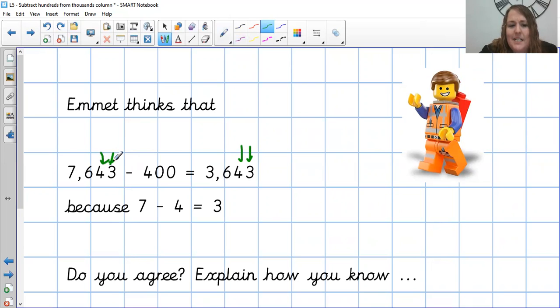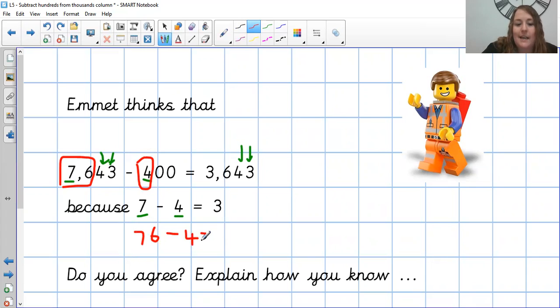But he's explained it slightly differently than we've been working out. He's done 7 take away 4 from here. What have we been doing? Because we haven't been doing 7 take away 4. Good. Hopefully you've told me that no, we've been doing our 76 hundredths take away 4 hundredths. And you could explain it because 76 take away 4 is 72. That would give us a much better answer than the 3,643 he had from the 3, and he just kept that same 6, which isn't right. Okay, well done for spotting that one.